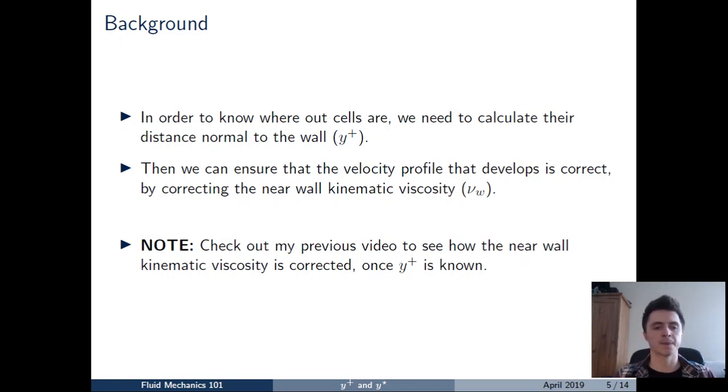And if you'd like to see how the near wall kinematic viscosity is corrected once yPlus is known, I did a previous video on this, which I'll link on this slide and also in the description to this video, because that's not what we're going to focus on today. In this video, we're going to be focusing on calculating the distance normal to the wall, yPlus, and the scales that we use to compute that.